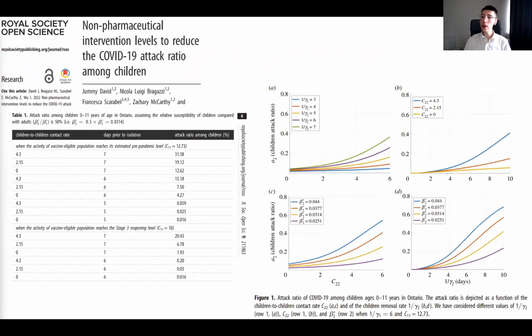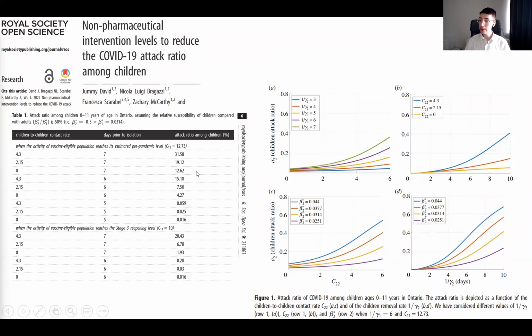And lastly, we assess the age-stratified attack ratios as a function of different adjustable model parameters, which were social contact mixing and the mean duration of infectivity. And this mean duration, we used as a proxy for testing and tracing measures, right? So the overall key of this work is that we show the critical dependence of the attack ratio among children on the children-to-children contact rate.